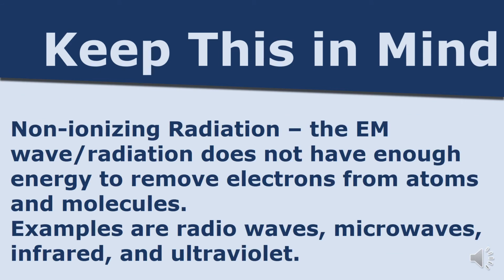Non-ionizing radiation. The electromagnetic wave or radiation does not have enough energy to remove electrons from atoms and molecules. Examples are radio waves, microwaves, infrared, and ultraviolet. Although these electromagnetic waves are non-ionizing, direct exposure over a long period of time and in high amounts could still cause damage to the tissues. We are exposed to these types of radiation every day, but in tolerable and safe amount.